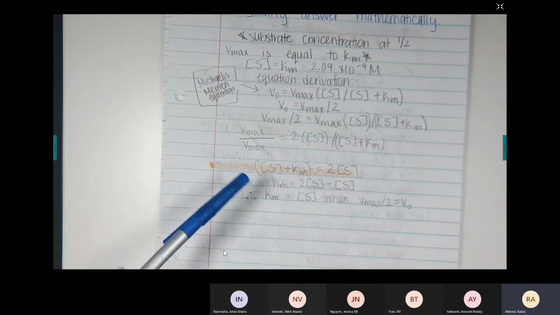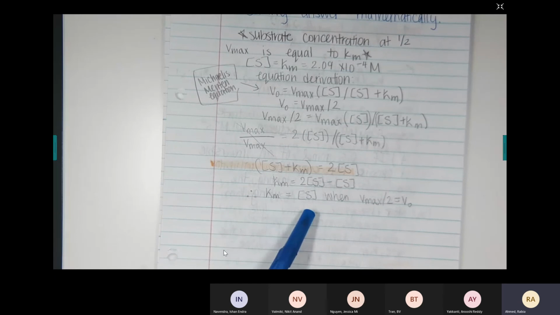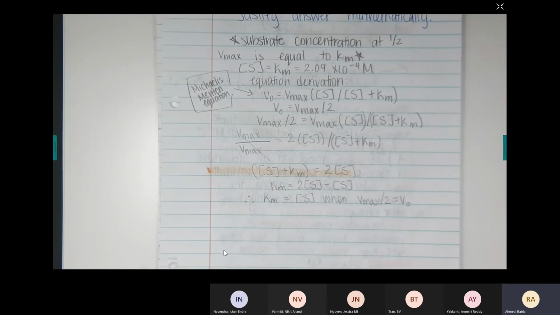So because of this, Km equals S when the velocity is Vmax divided by 2. I know this is kind of confusing because it has a lot to do with algebra mainly. But overall, just know that when the velocity is Vmax divided by 2, half of Vmax is going to have an X value of Km.